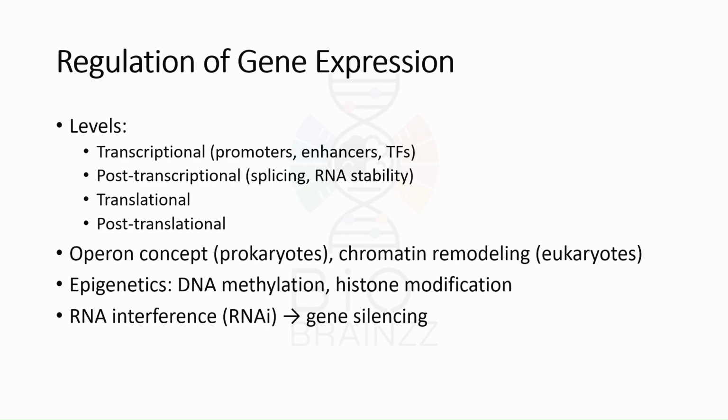In addition, epigenetic mechanisms such as DNA methylation and histone modification play a crucial role in controlling gene expression without altering the DNA sequence. RNA interference is another important regulatory mechanism that leads to gene silencing. Together, these processes ensure precise control of gene activity in response to developmental and environmental cues.